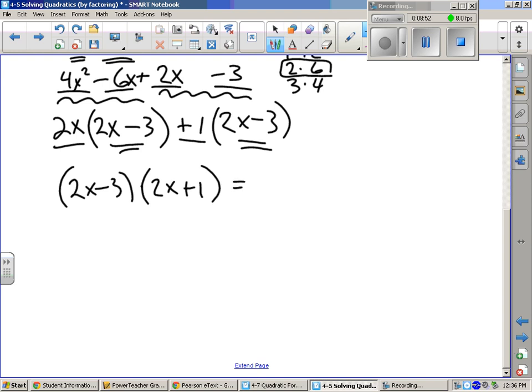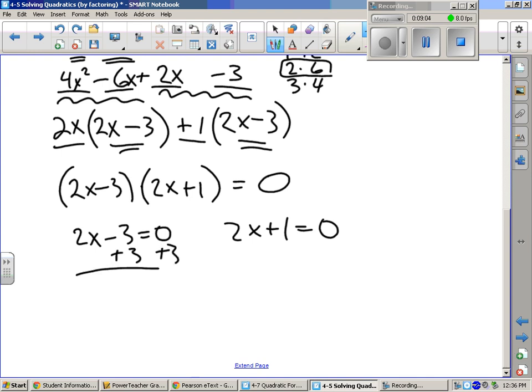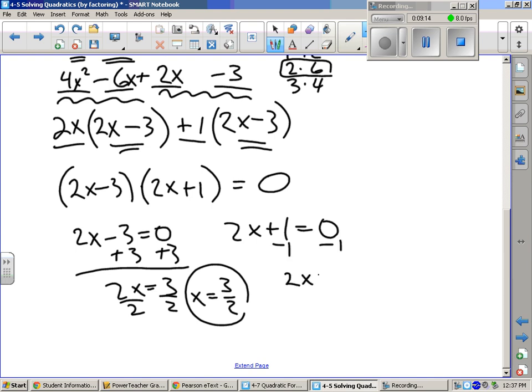Now, this is still equal to 0 from the beginning. Now we got to do our little one at a time here. Set each part, your A and your B. Yep, each part equal to 0. Add 3. So 2x equals 3. Divide by 2. We get x equals 3 halves. That one's done. Subtract 1. 2x equals negative 1. Divide by 2. And we get negative 1 half.